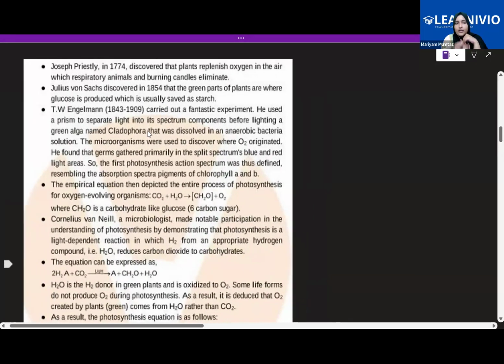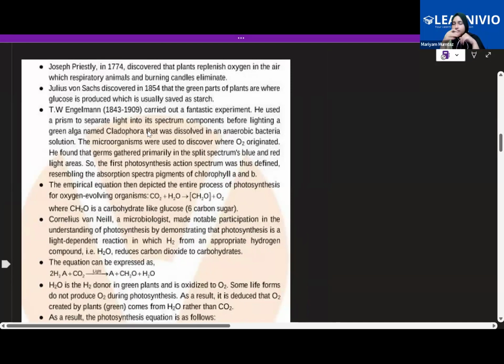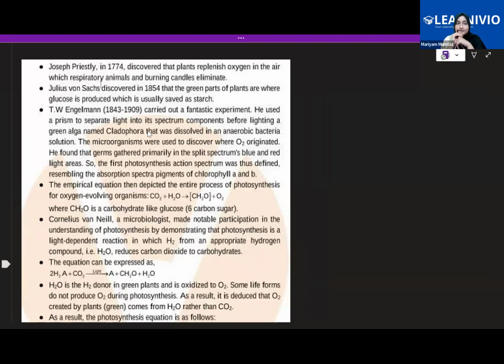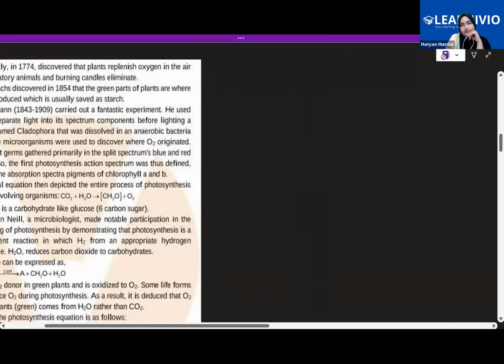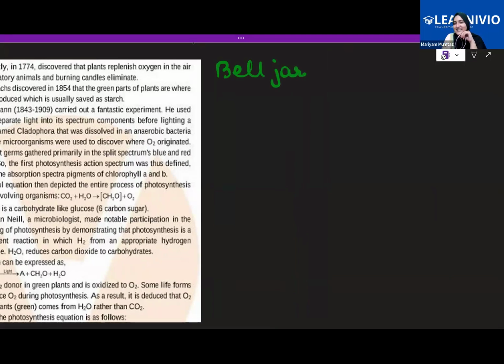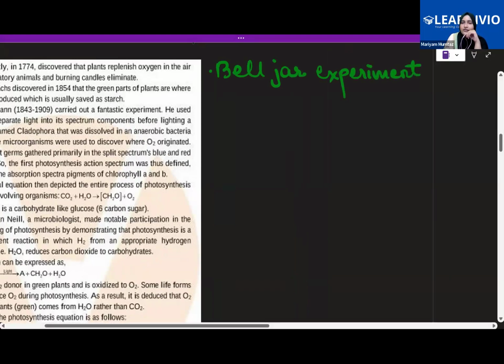Yes. So which plant was used to replenish the oxygen? Which plant was kept under the bell jar? Green plant. Okay. Obviously, you will keep a photosynthesizing plant, but can you name the plant? It was the mint plant. So there was the bell jar experiment, which was done by Joseph Priestley.